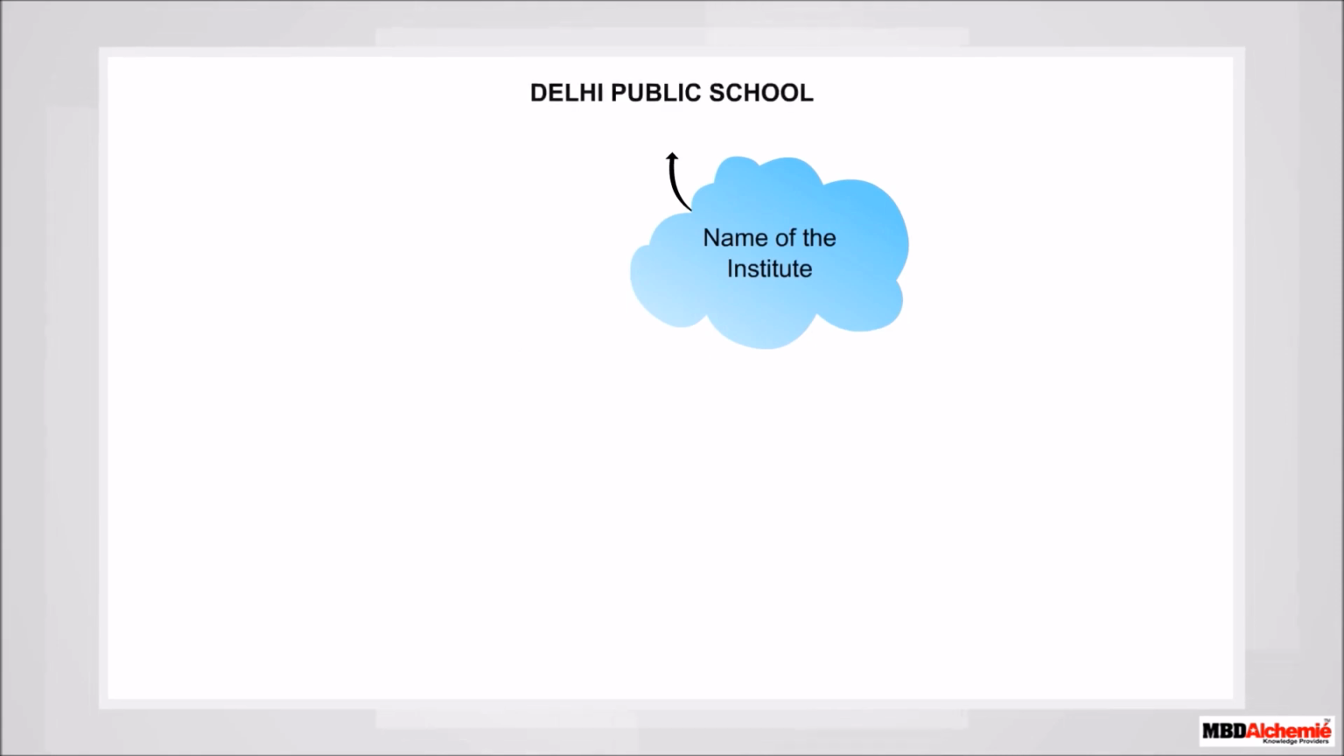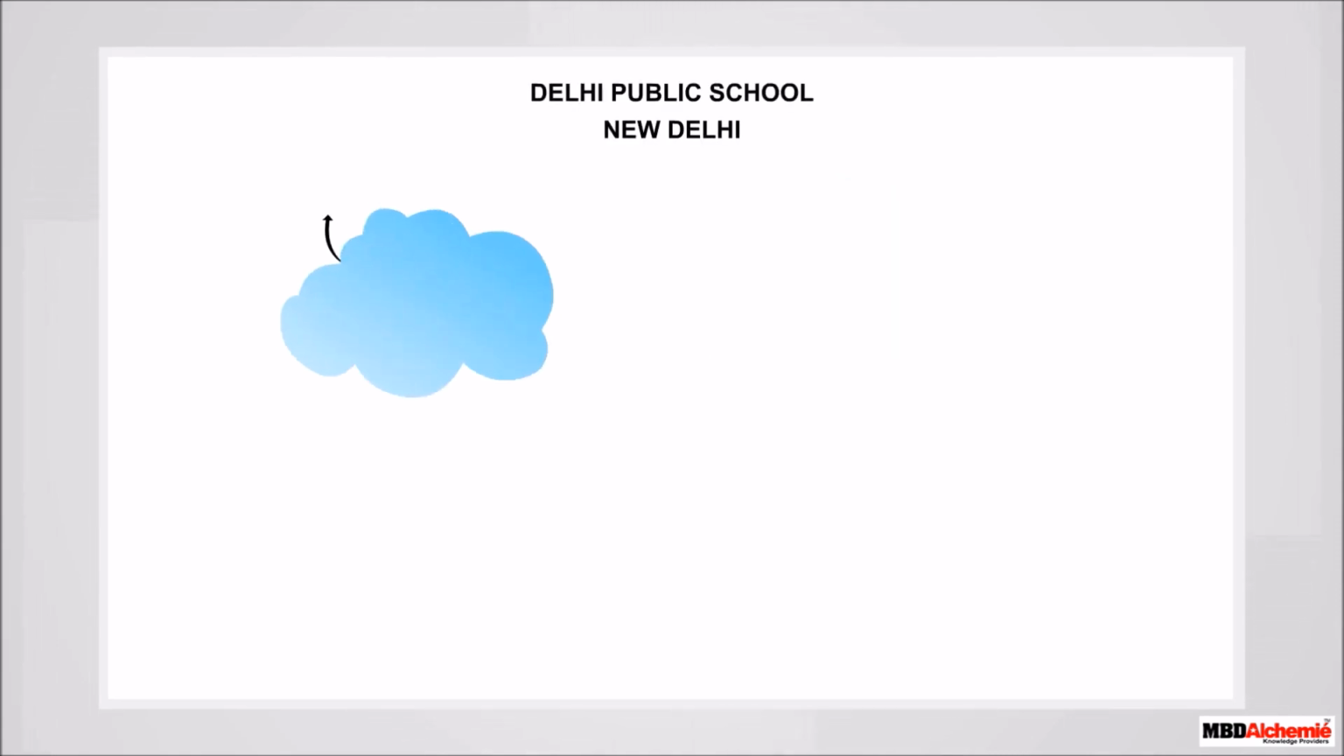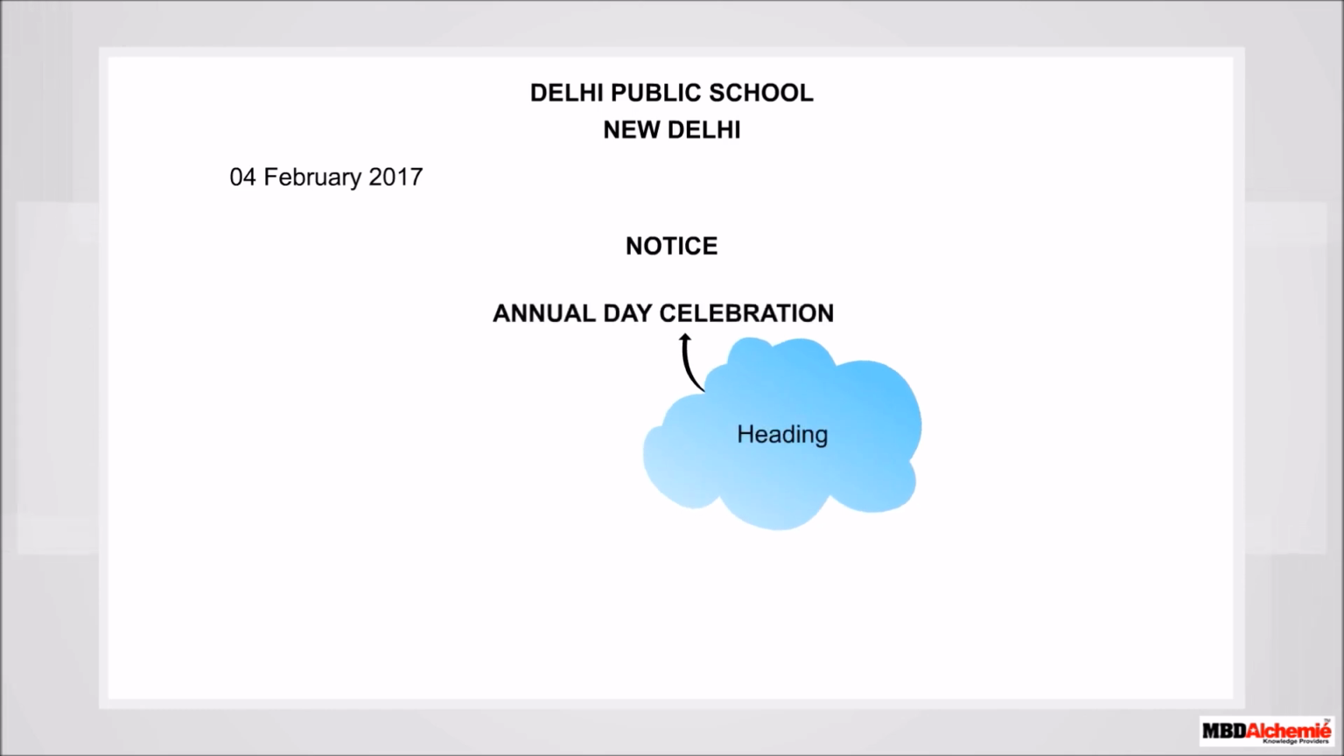Name of the institute: Delhi Public School, New Delhi. Date: 4th February 2017. Notice in capitals. Notice. Heading: Annual Day Celebration. Followed by the body of the message.